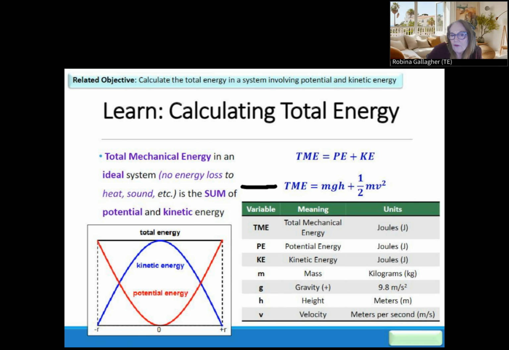Now, that is in an ideal system, meaning that there's no energy loss due to sound, due to friction, due to thermal energy, any of those things. Okay, so question number 2 is ideal.